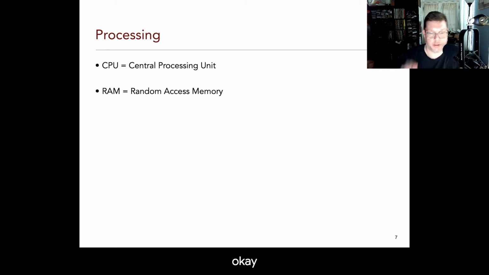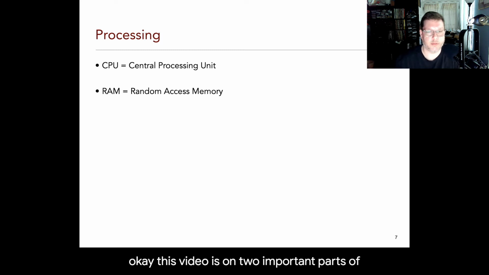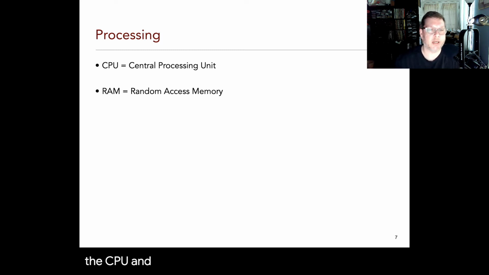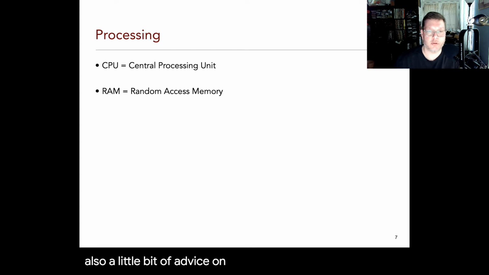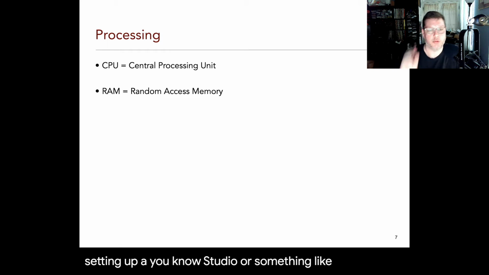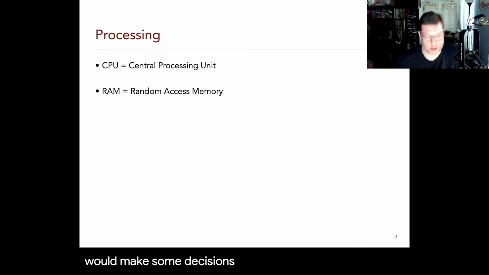Okay, this video is on two important parts of the computer, the CPU and the RAM. CPU stands for Central Processing Unit, and RAM stands for Random Access Memory. I'm going to talk about what these things do, and also give a little bit of advice if you're buying a computer or setting up a studio, like how you would make some decisions about what to get.